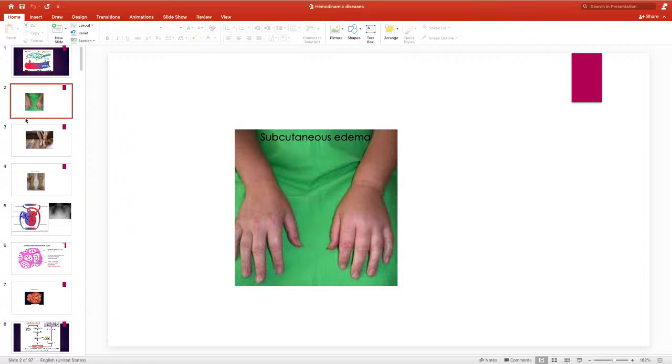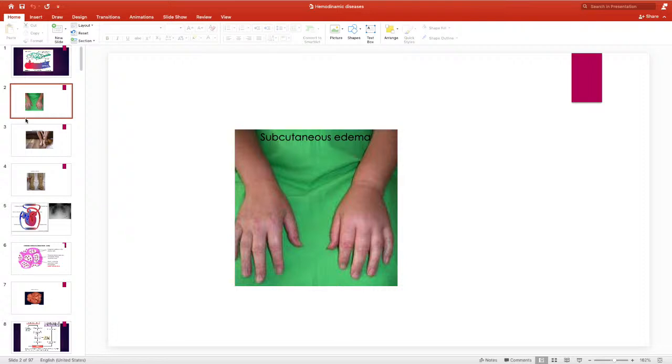By location, we can divide this. We have generalized edema, what we call anasarca. Anasarca, this is edema everywhere, and most commonly we have local edema. By location, we can divide. For example, we can have periorbital edema. We can have edema in the lower extremities or upper extremities, so we divide.